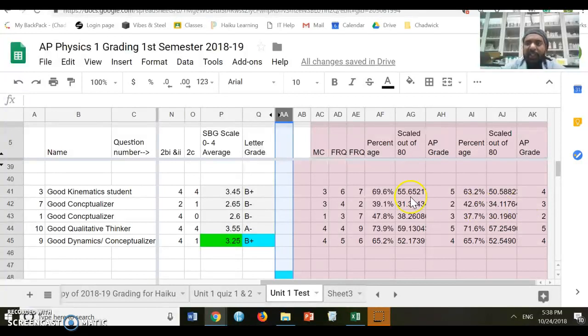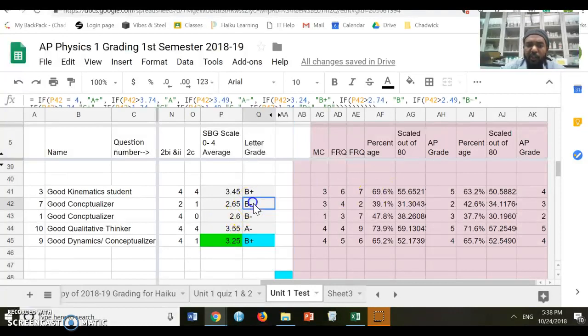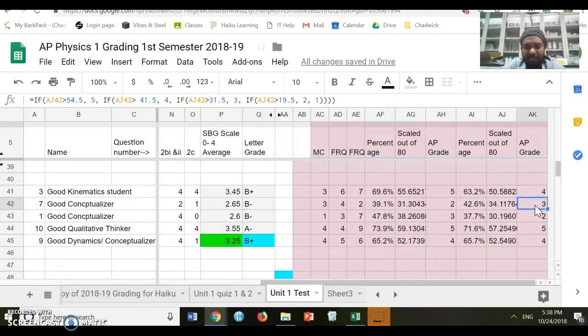Again, it's because I gave you credit. Even if you got an answer wrong in the multiple choice, the AP does not. So I think that my system is fairer at acknowledging what you have learned, and that's why you may get a B minus here, whereas you might have gotten a 3, which is more like a C in the AP exam.